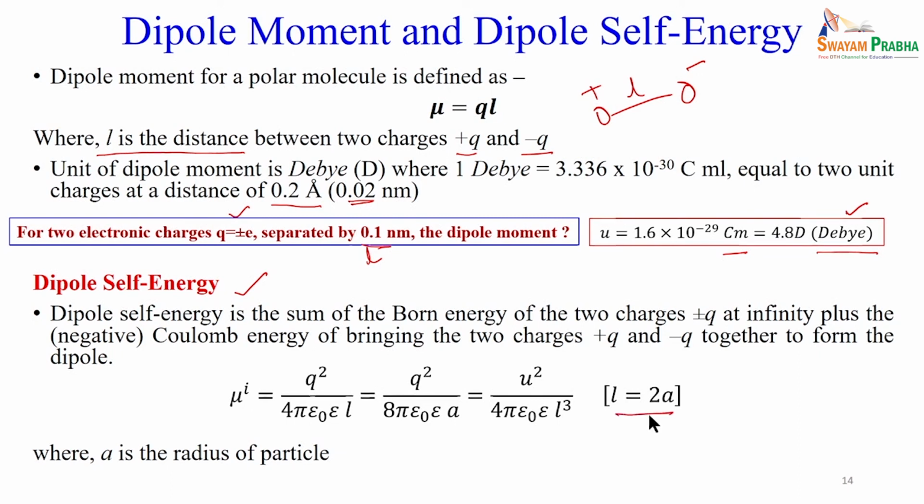Now, here we are considering L equal to twice the radius of a particle. So, we can write 8 pi epsilon naught epsilon into A. Again, this q you can write in terms of dipole moment: q square is equal to u square upon L square. So, this will be u square upon 4 pi epsilon naught epsilon into L cube. So, this is the expression of the dipole self energy.